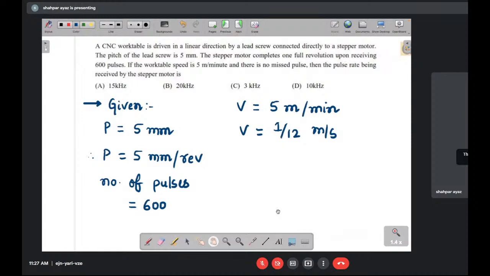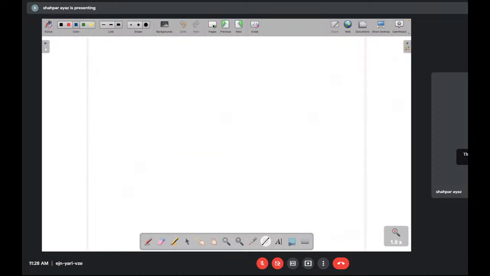Now, there is no missed pulse. The pulse rate being received means pulse frequency is asked. Pulse frequency, pulse rate being received by the stepper motor. Very easy problem. Guys, I have taught you the very basic thing. That is your table speed. Work table speed we can calculate. The formula you know very well.